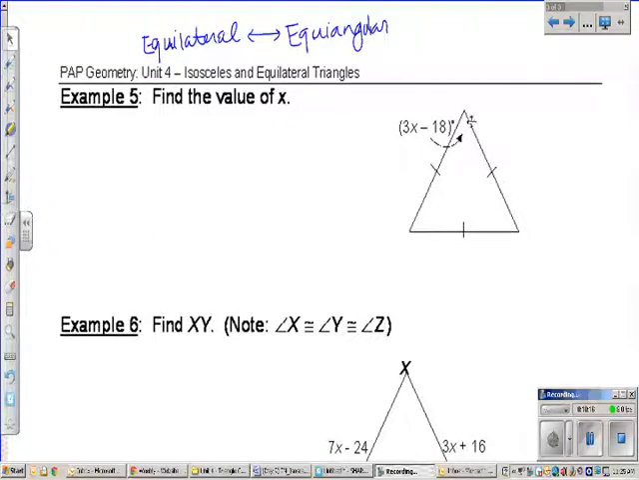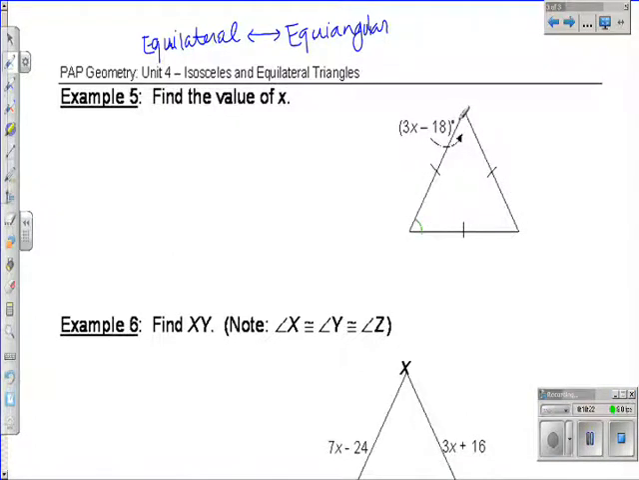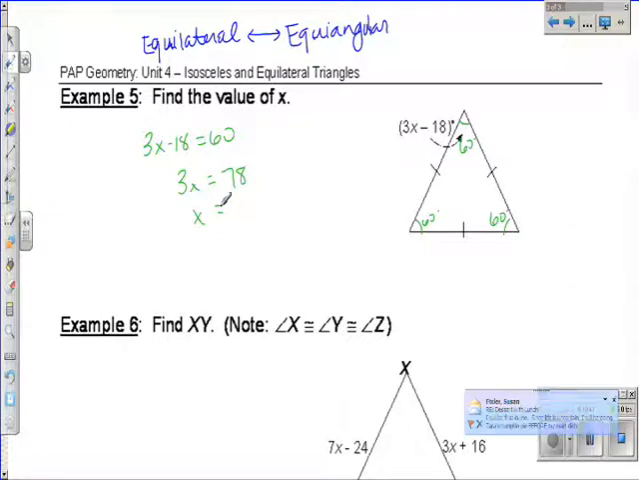If it's equilateral, then it's equiangular. All the angles of a triangle add up to 180, and there are 3 of them, all congruent. 180 divided by 3 is 60, so each one of these is a 60-degree angle. So if we know that, then 3x minus 18 equals 60. You end up with 3x equals 78, and x equals 78 divided by 3, which is 26.